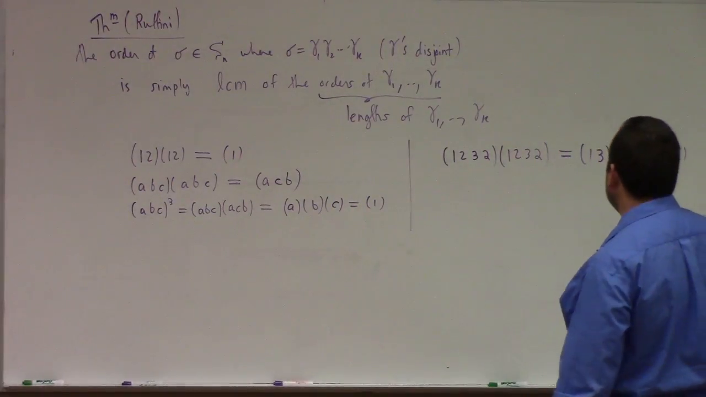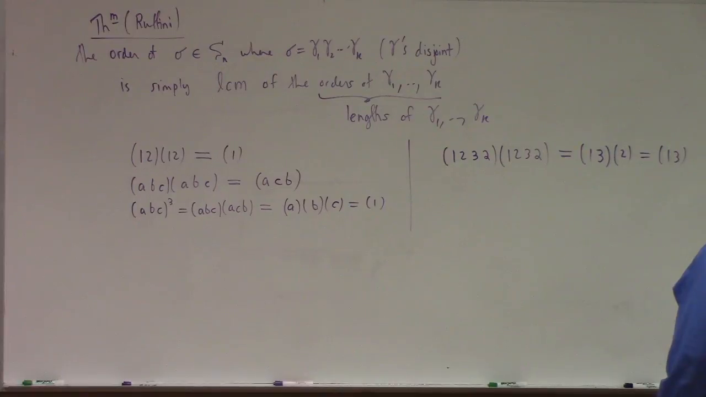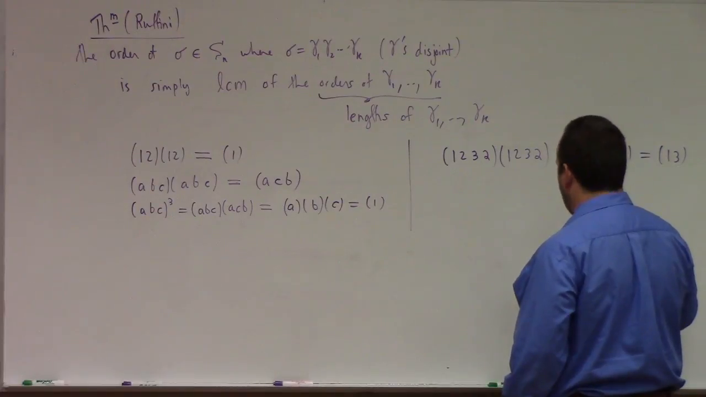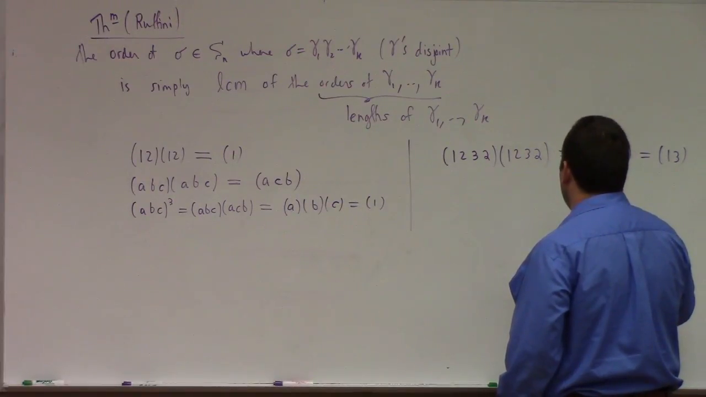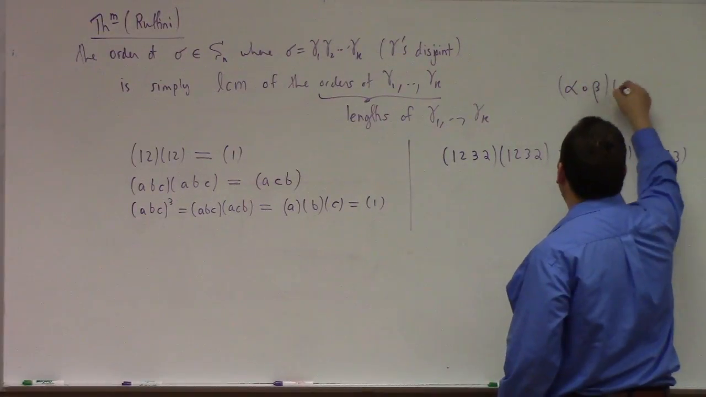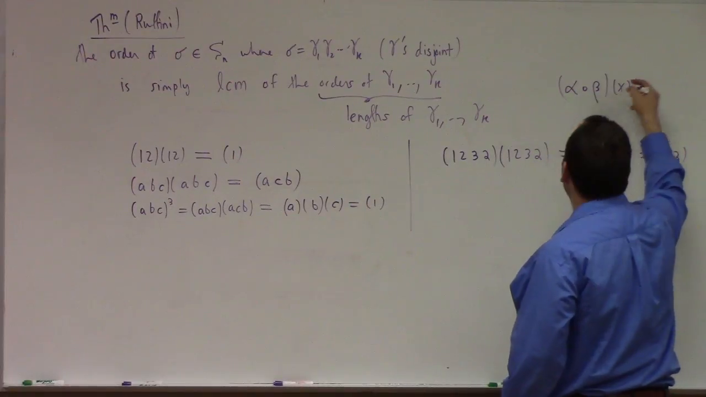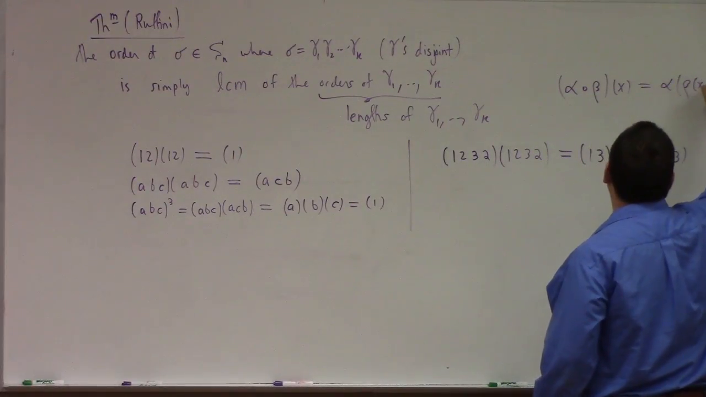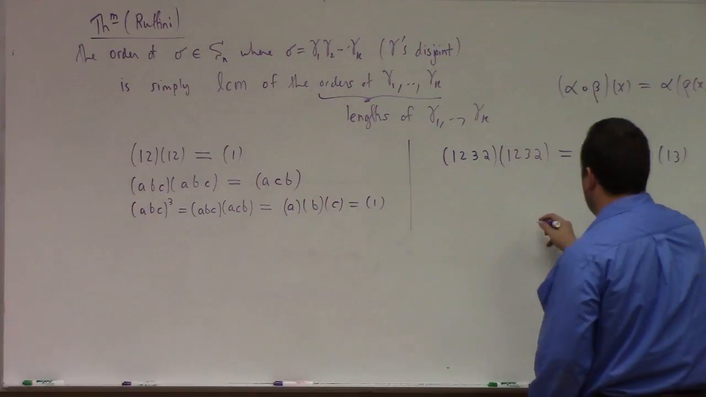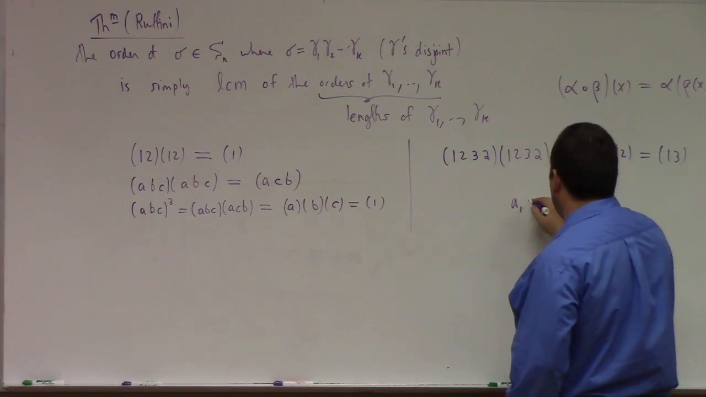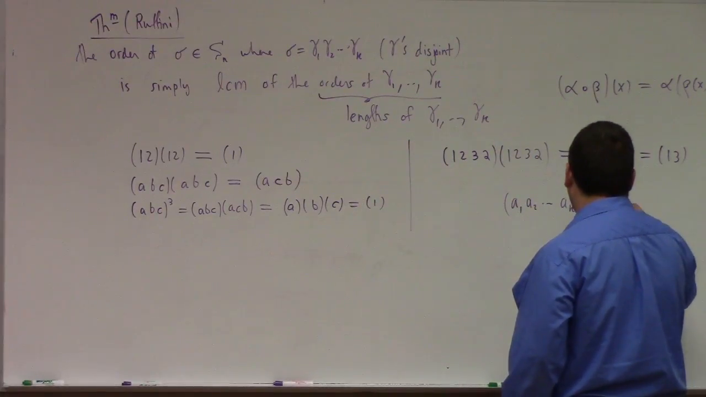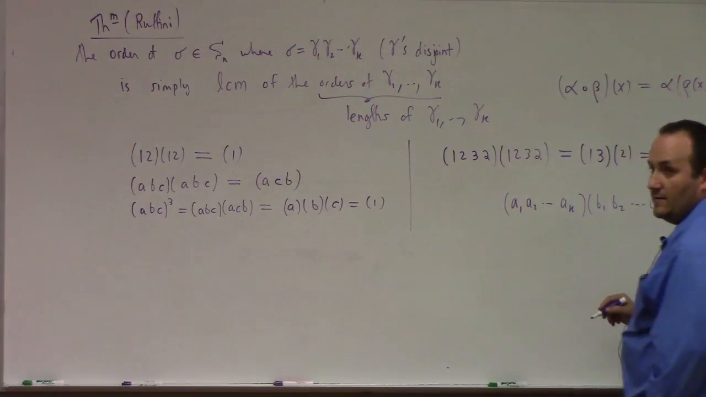Do you technically have to do the second 2 also, or do you already know? Well, 2 goes to 1 goes to 2. Again, remember what this notation means. It's alpha composed of beta, and we have to think about putting x in here. This is, of course, alpha of beta of x. The way that works is, if I have a1, a2, ak, and I have b1, b2, bj.